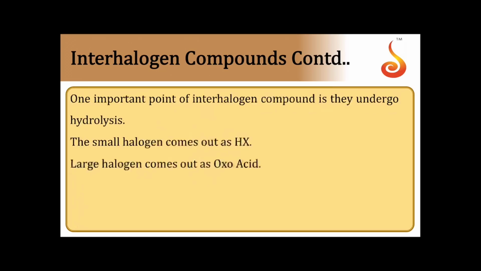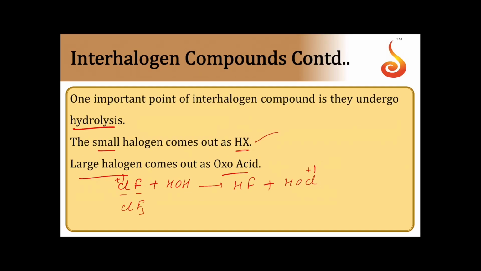Then comes one of the important points regarding interhalogen compounds. They undergo hydrolysis. In these reactions, the smaller halogen comes out as HX and the larger one comes out as the oxoacid of that. Let us take for example ClF undergoing hydrolysis. The smaller one is fluorine, it comes out as HX, that is HF. The larger one is chlorine, it comes out as HOCl. So the oxidation state remains the same. It is +1 per chlorine atom, and it also has +1 in this oxyacid.